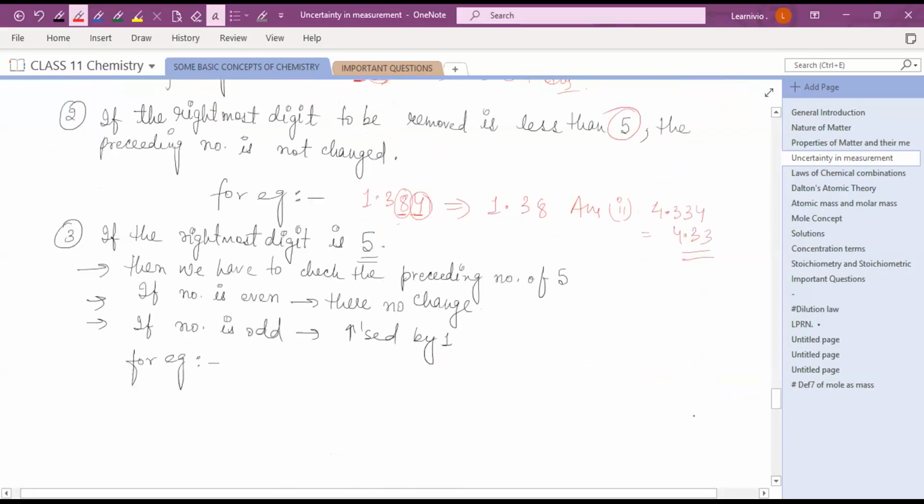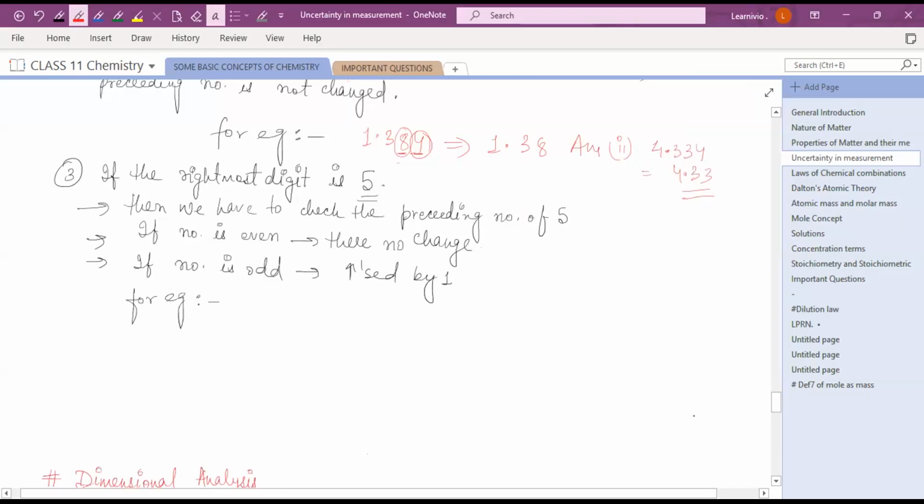So that's okay. Third: if the rightmost digit is not more than 5, it is just a 5, what will it be? Then we have to check the preceding number of 5. In that case, if the rightmost digit is exactly 5, we have to check the preceding number of 5. Kids, concentrate over here. So if the preceding number is even, then there will be no change.